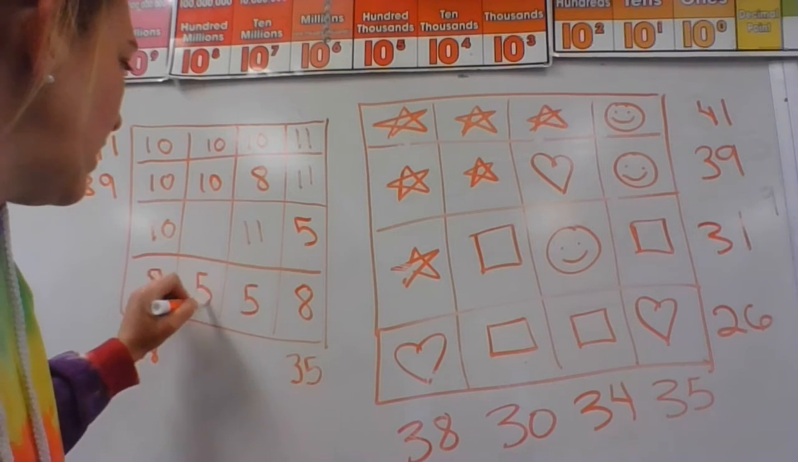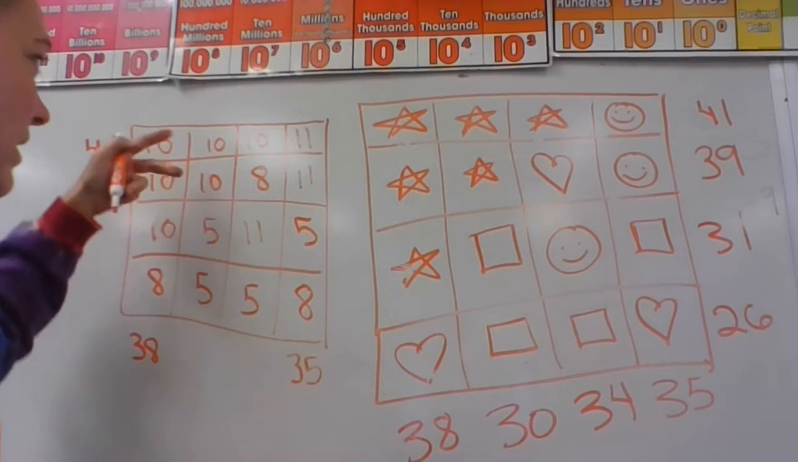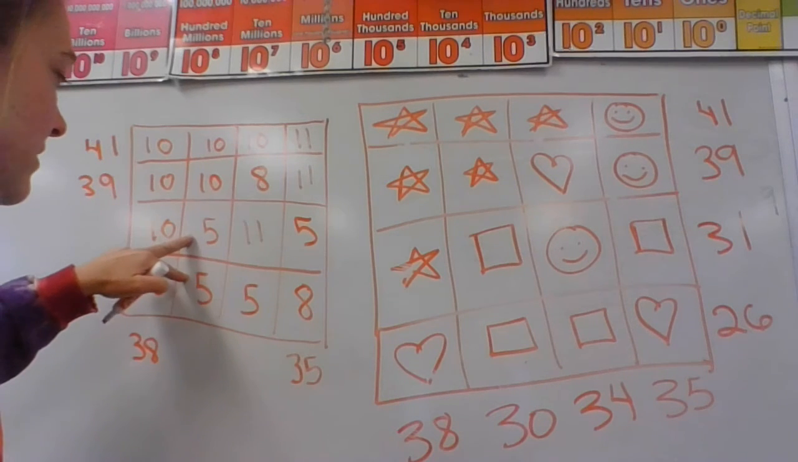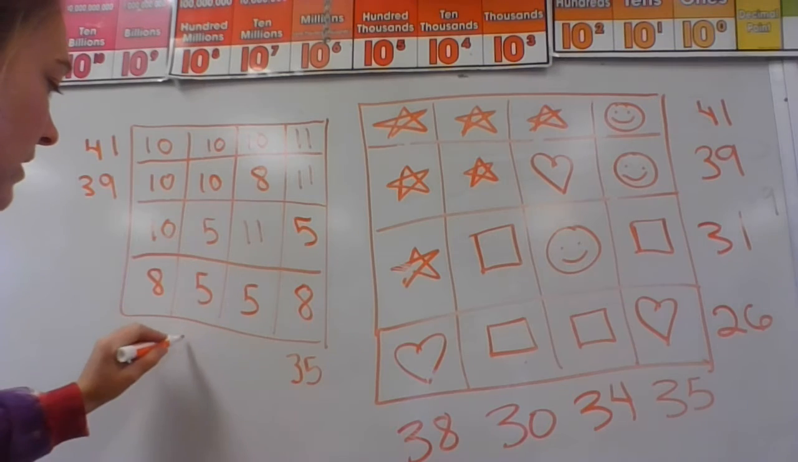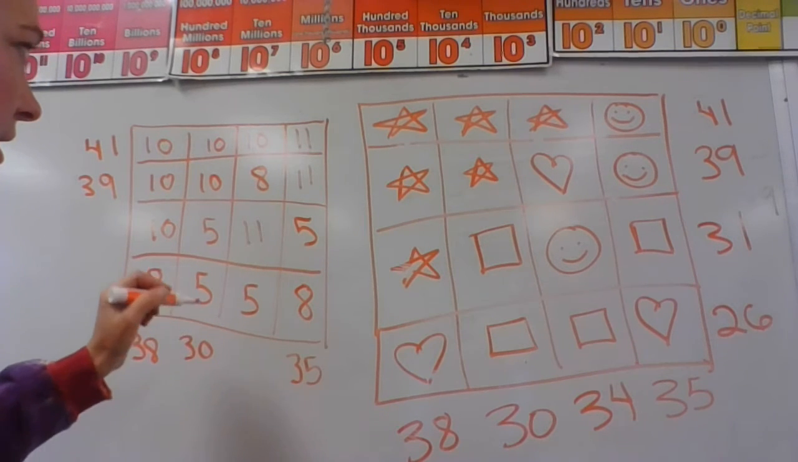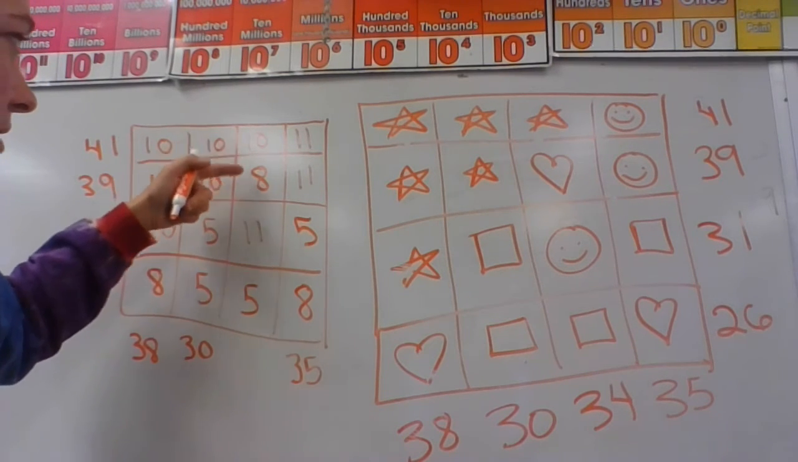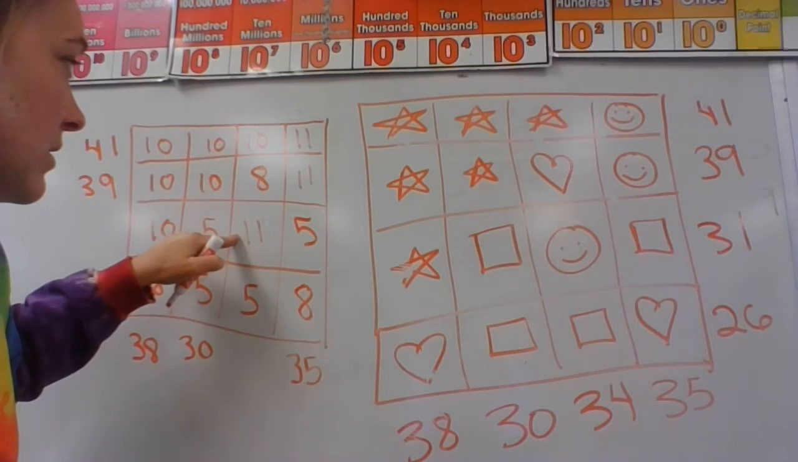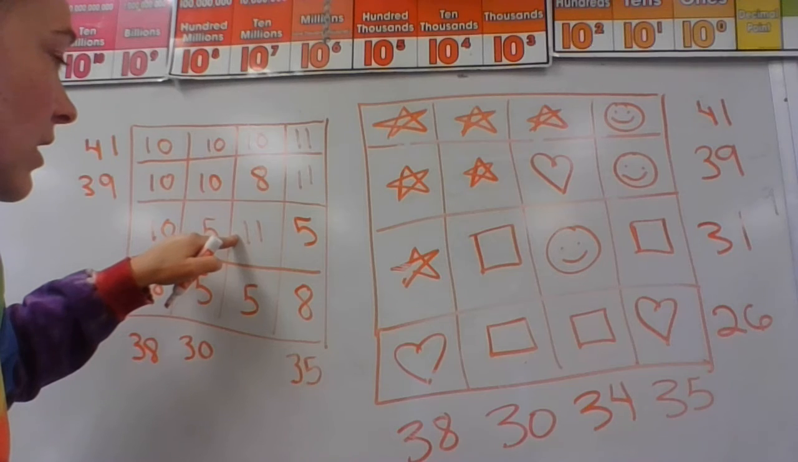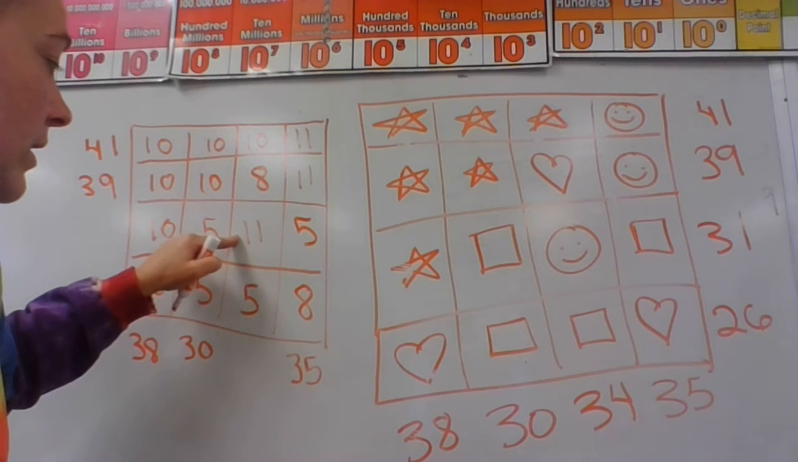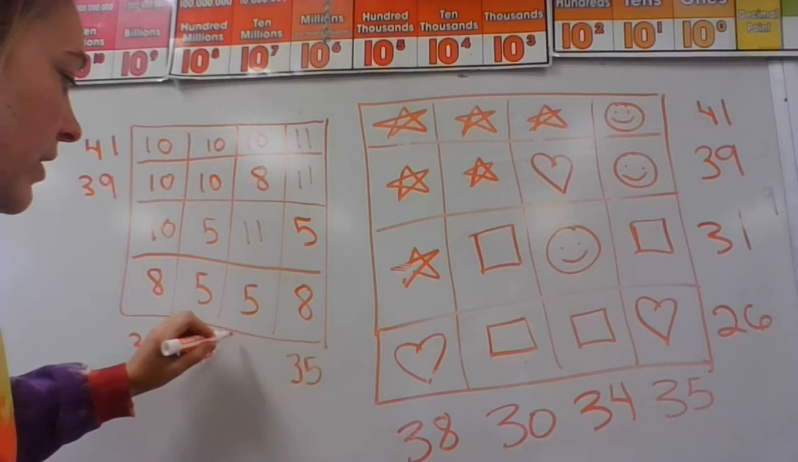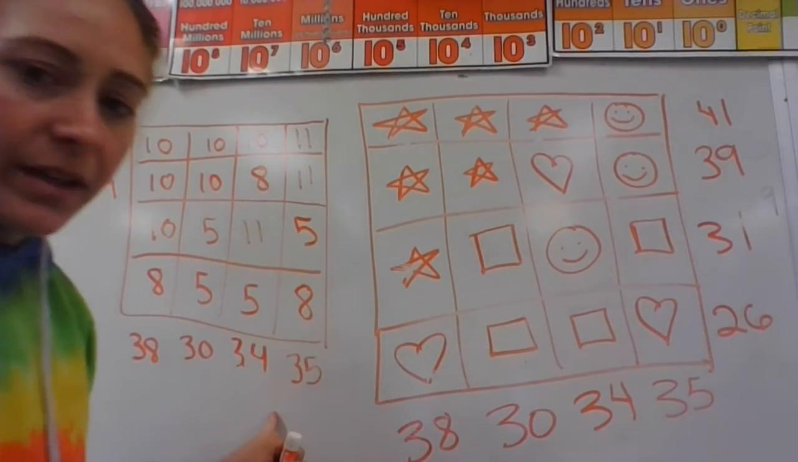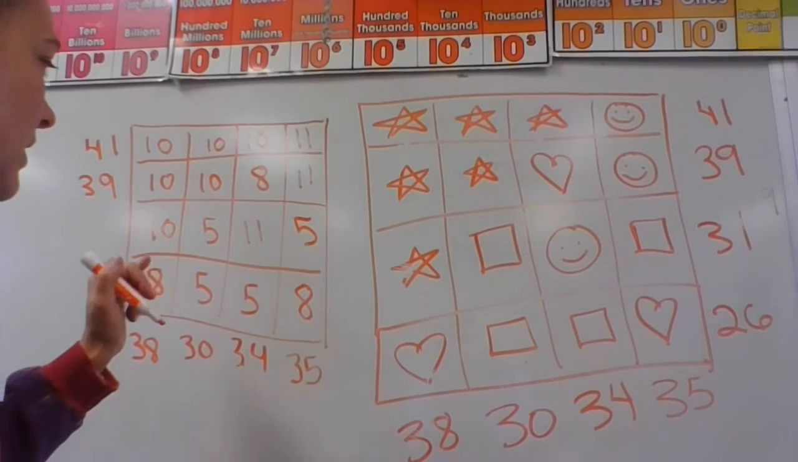5, 5, 5. Let's see, 10 plus 10 is 20. And then 5 plus 5 is 10. So that's 20 plus 10 is 30. So that fits, okay. And then 10 plus 8 is 18. 18 plus 11 is 29. And 29 plus 5 would be 34. Oh, and that fits over here. It looks like everything's fitting. I just got lucky, I think.